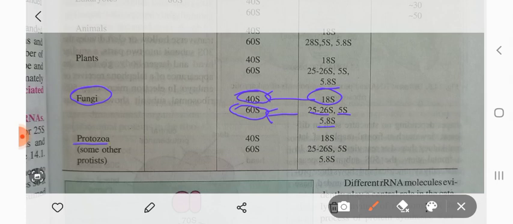Then in the case of protozoa and some other protists, they also have the same type of composition of the ribosomal subunits and their ribosomal RNA. I hope you have understood what I have tried to explain about the ribosomal RNA. Now let us discuss the ribosomal protein in detail.